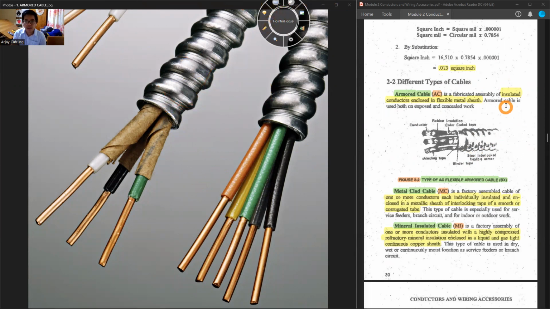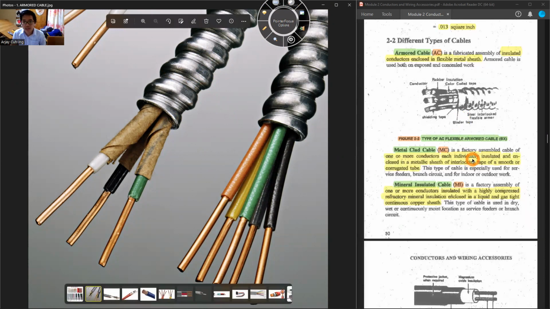So where is the armored cable used? It is used for both exposed and concealed work. In a way, the flexible armored or flexible metal sheet is 2-in-1. If it is plastic, it is only used when concealed, really hidden and not showing. But since it is made of armor or metal, it can also be exposed. The main feature of the armored cable is this flexible metal sheet casing. We have a figure about that, but to make it more colorful, this is what it looks like.